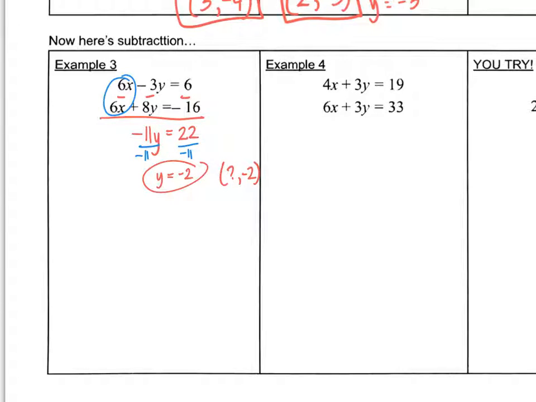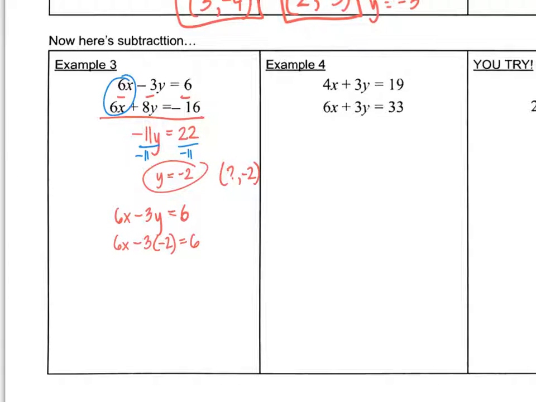We've got to choose one of the equations. Again, I don't know which one's really easier. It's all preference. I'm going to use the first one. 6x minus 3y equals 6. I'm going to change the y, so it's -3 times -2.